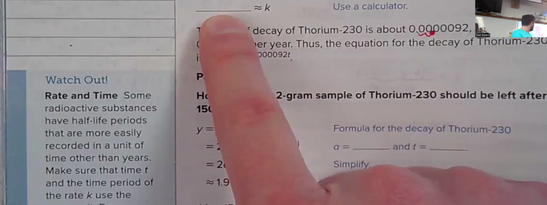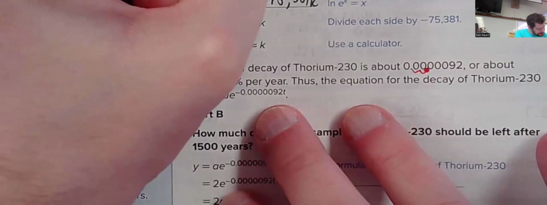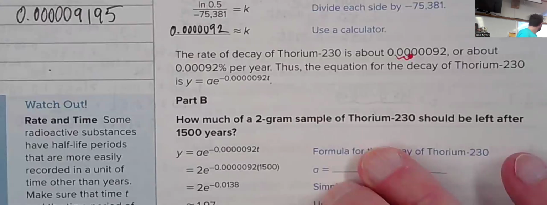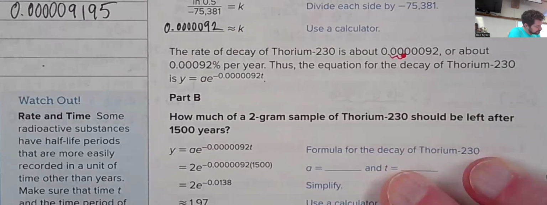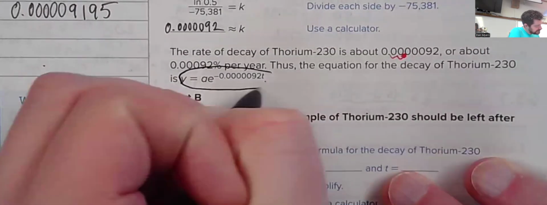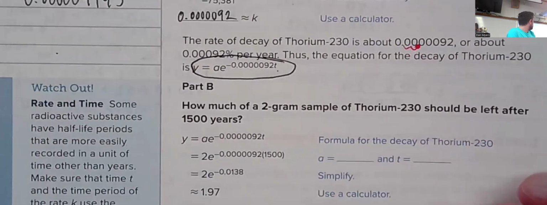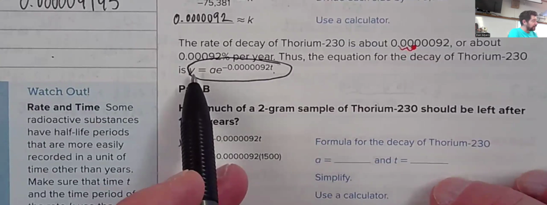So our k value is going to be 0.00000920. So 5 zeros and a 92, which means the equation that we're going to use is here. That's our equation. Because remember, when we write our equation, we don't have a value of an initial value or a current value.